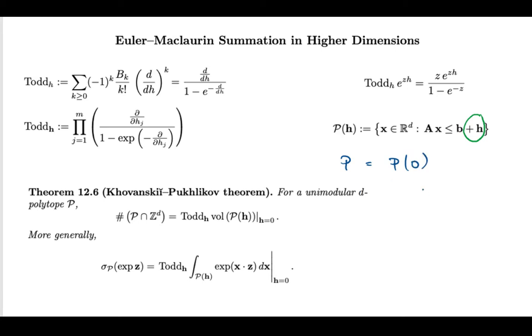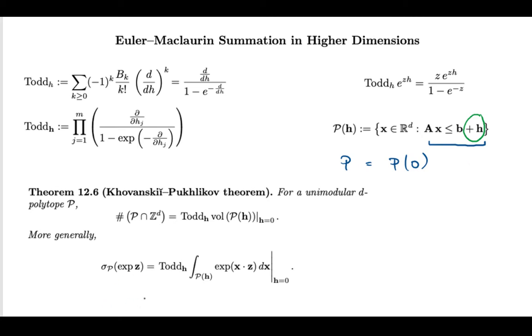If you think of the system of inequalities as describing one facet per row, then each component of h will give you the perturbation of that facet. And since we're moving the right-hand side, we're doing parallel shifts of this facet. We think of h as a small vector, and so the theorem that you see here, the Khovanskii-Pukhlikov Theorem, gives you now the analog of the one-dimensional Euler-Maclaurin summation.